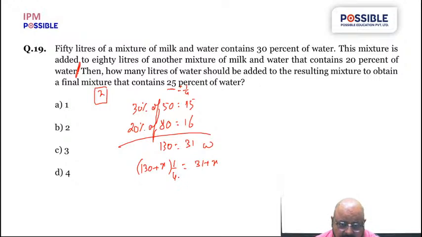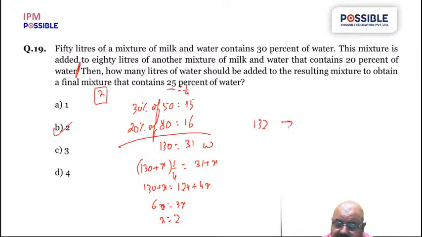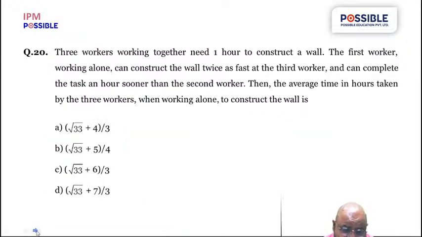So if I solve this, I will get 130 plus x is equal to 124 plus 4x. 6 is equal to 3x, x is equal to 2. So if I have 132 liters of a solution, 1/4 of that is 33, and therefore 2 liters of water needs to be added. Definitely a question that should have been attempted.